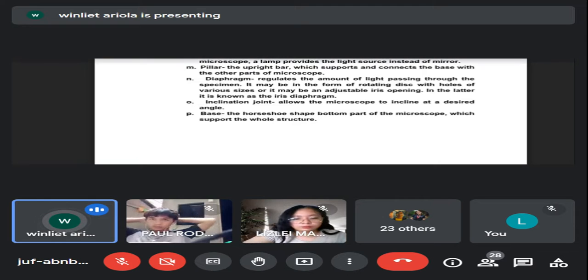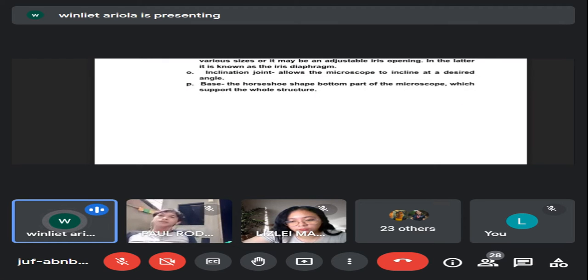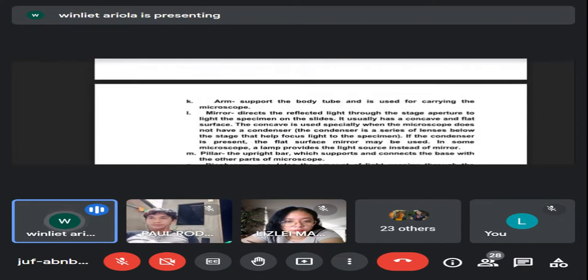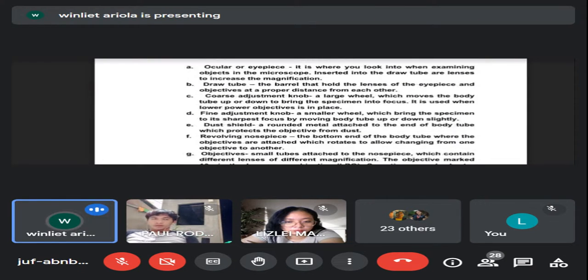So ito na yun kanina sabi ko. Kailangan, there are some times that you need to bend or to incline your microscope. So through this joint, we are able to do that. And last one is we have the base. So this is the horseshoe shape. So yung nasa baba, no, that also functions for the support and is important while carrying the microscope. So those are again the different parts and functions of a compound microscope.